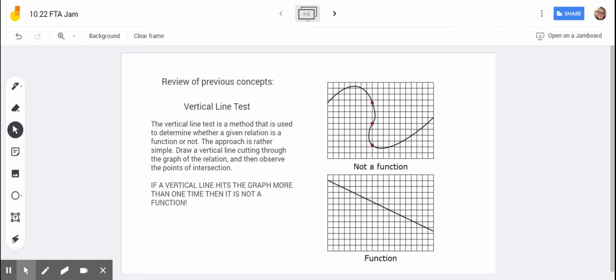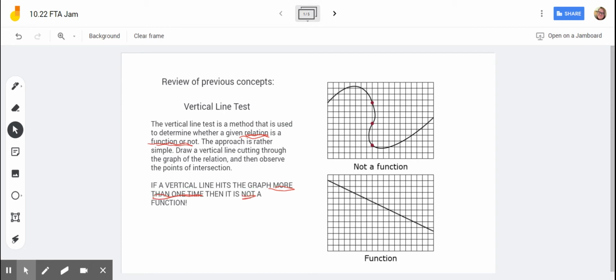If you remember, the vertical line test is a method that we use to determine if a relationship is a function or not, okay? The approach is pretty simple. We just draw a vertical line right through a graph, and then we observe how many points of intersection there are. So if a vertical line hits the graph more than one time, it is not a function, okay?